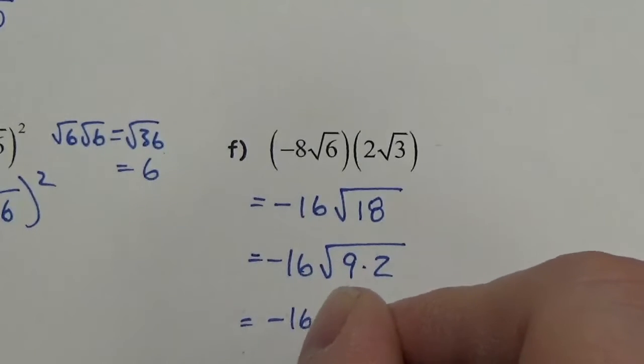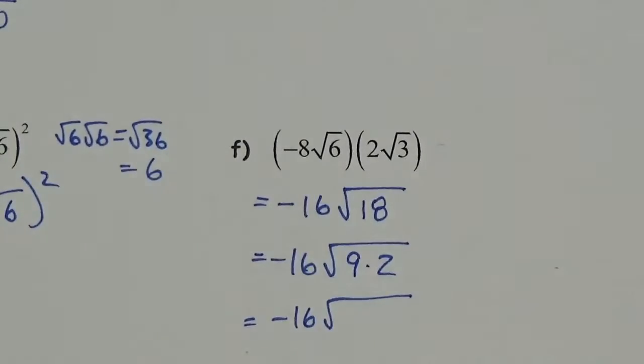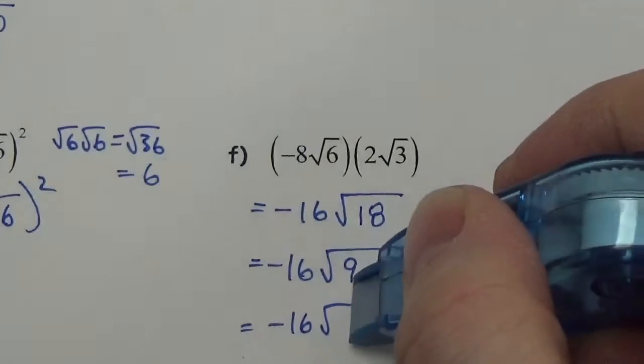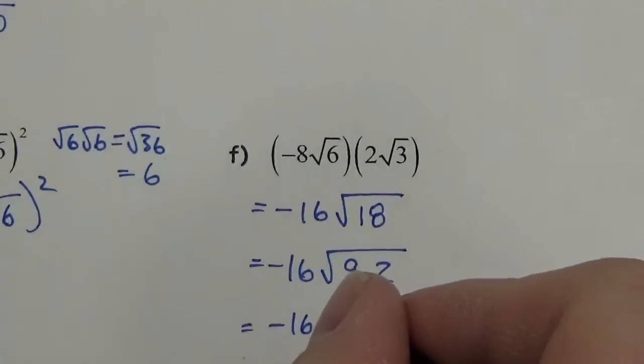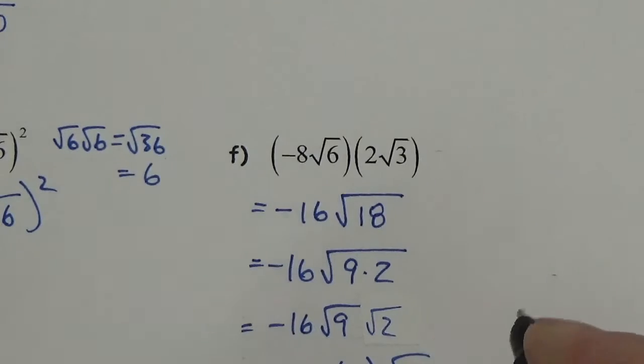So this will be negative 16 root. No, you know what? I didn't do that the way I wanted to. Let me just split that up a little bit. I wanted that to be root 9 root 2. And I know that the square root of 9 is 3. And whoops, wow.